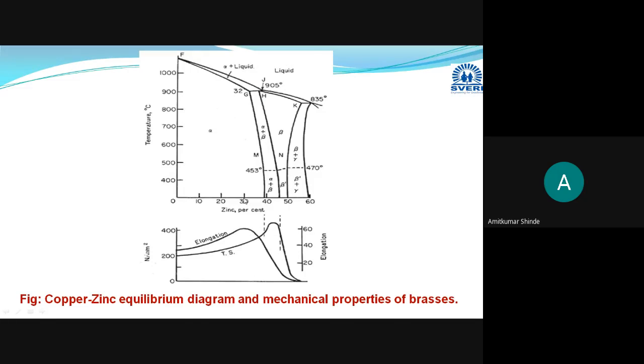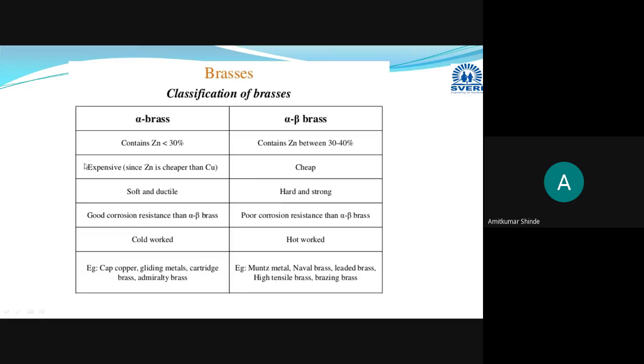And whenever zinc is 30 to 44%, okay, less than 30% zinc will be alpha brasses, and when zinc is between 30 to 44, actually it is 44. In some books, if you refer to Kodgire or the Avner book, you will find that this amount is sometimes 30 to 40, or in some books they have given 30 to 44%. It will be fine. In general, you can say that whenever zinc is less than 30%, it will be alpha brass, and whenever zinc is between 30 to 44%, it will be alpha beta brass.